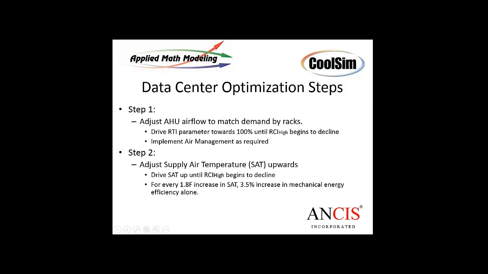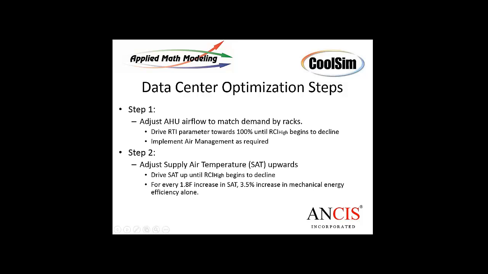So the steps we're going to use today for optimization are: step one, we're going for RTI. We're going to adjust the air handler unit airflow to match only what is required by the racks. So we're going to drive the RTI parameter towards 100% until RCI high, which is measuring conformance, begins to decline.